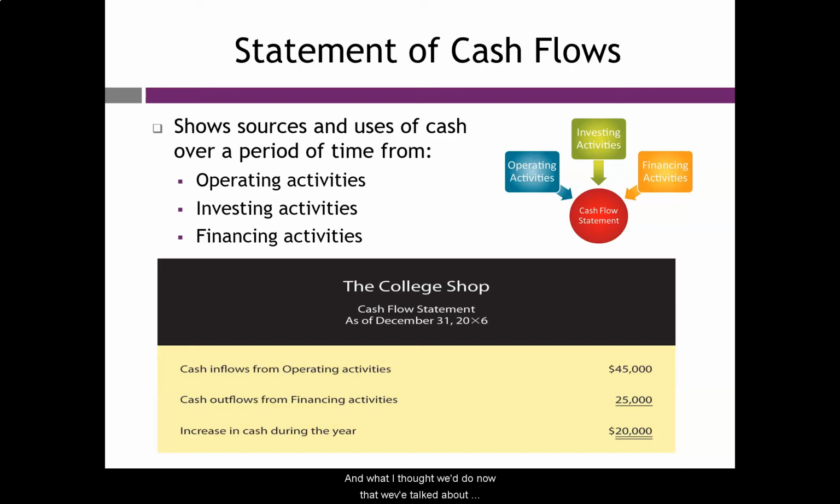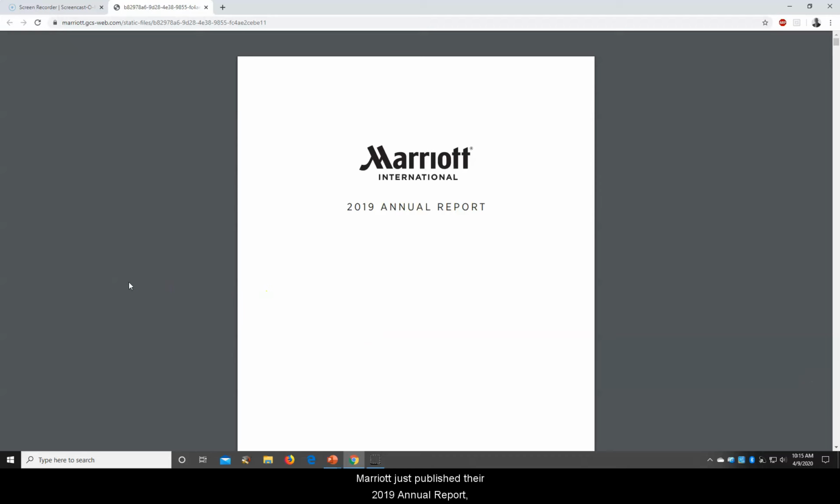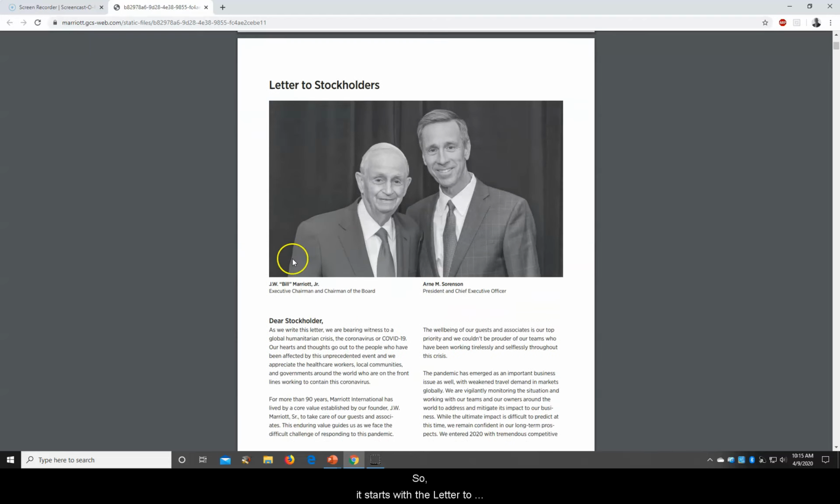And what I thought we'd do, now that we've talked about all four, is show you an example of a big corporation and what their financial statements look like. And since we talk about Marriott a lot here, I thought we'd use Marriott's and show you what their financial statements are. So, Marriott just published their 2019 annual report. Let's take a look at that. So it starts with a letter to stockholders from the chairman, Bill Marriott, and the president and CEO, Arne Sorensen. And look at this.